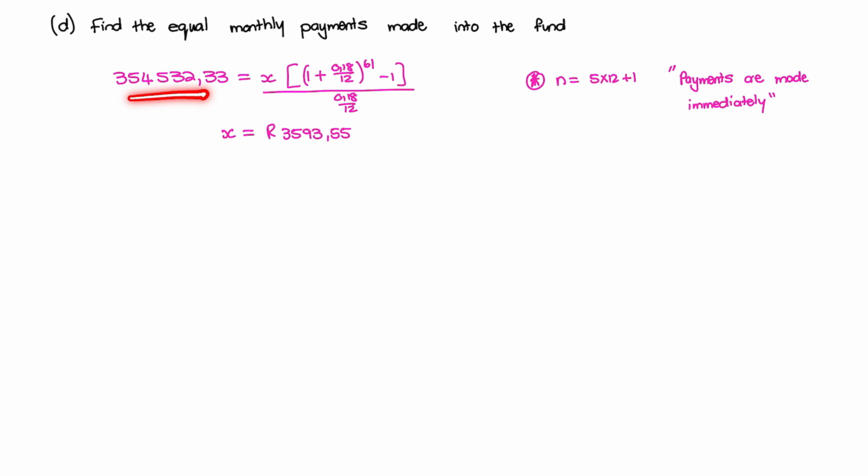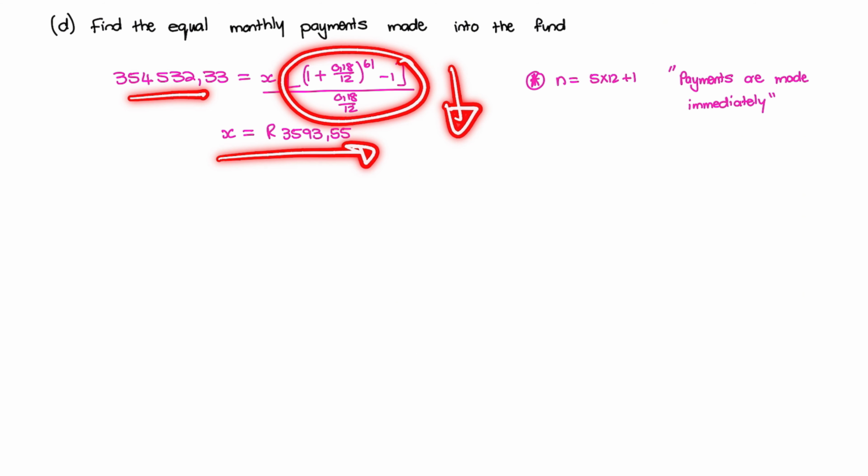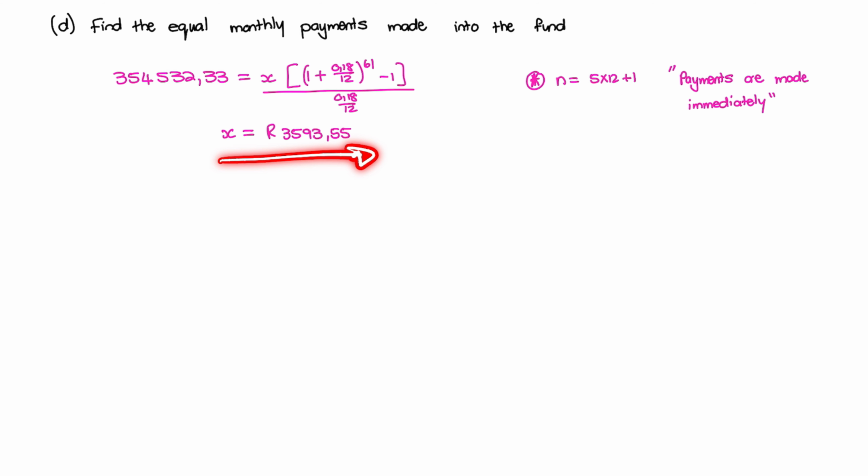And I hope from the previous videos you are now comfortable with manipulating this equation in order to solve for x. So the size of the payments of our sinking fund is 3,593 Rand and 55 cents.